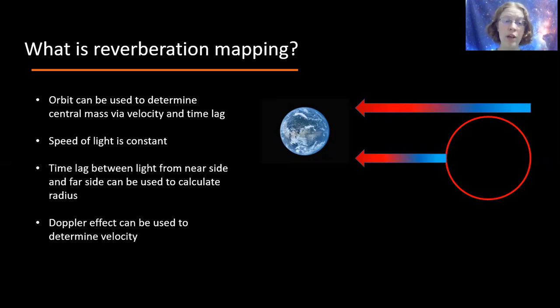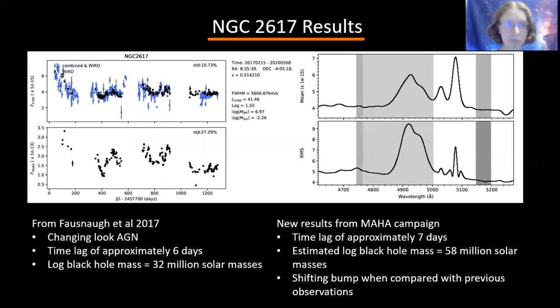Another piece of information we use is the Doppler effect, so that's your red shift and your blue shift. And we can use that to determine the orbital velocity around our black hole. And from those two pieces of information, we can combine them to determine the mass.